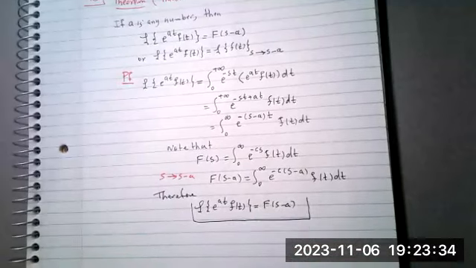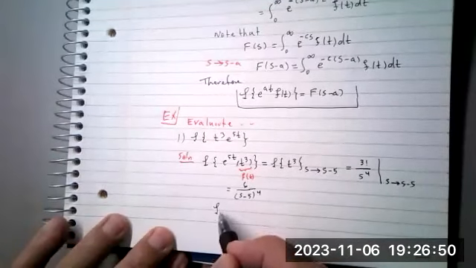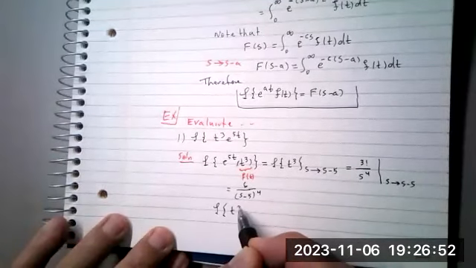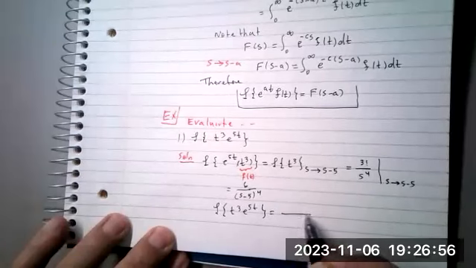3 factorial would be 6. You change the s into the s minus 5. So that gives you (s minus 5), everything to the fourth power. So this is going to be the final answer. The Laplace of t cubed e to the 5t is equal to 6 over (s minus 5), everything to the 4.